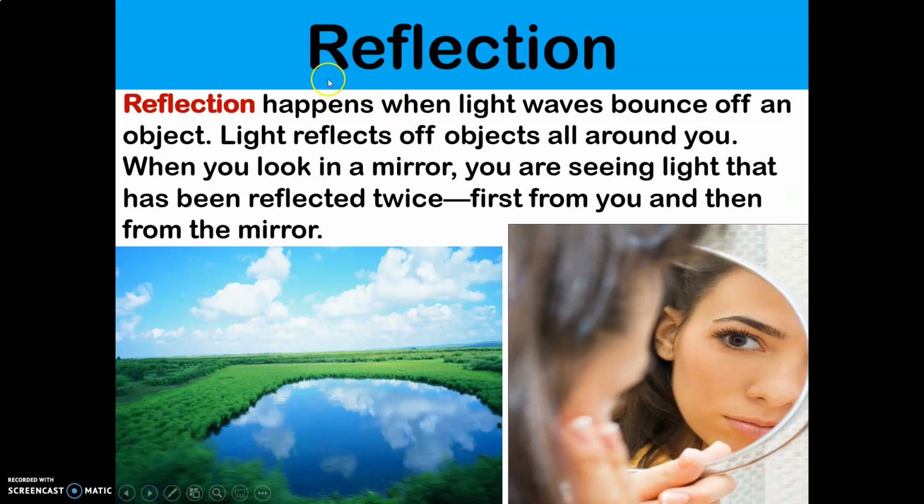Okay, the next one we need to look at is reflection. I think this one's a little more intuitive to what you're probably used to in your normal life. But reflection happens when light waves bounce off an object, and depending on the type of object, some objects are better at reflecting than others, right? Mirrors are a very smooth surface. They tend to reflect light waves much better than, like, say, the carpet in your home, right? So that's important to understand as well.